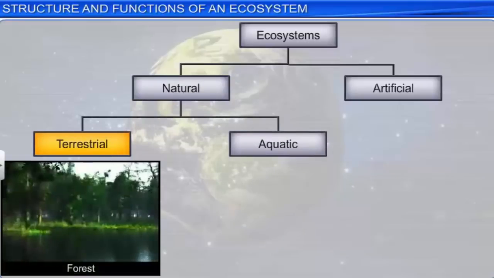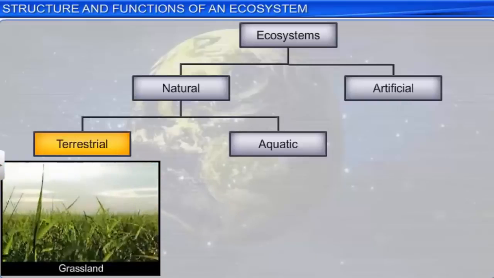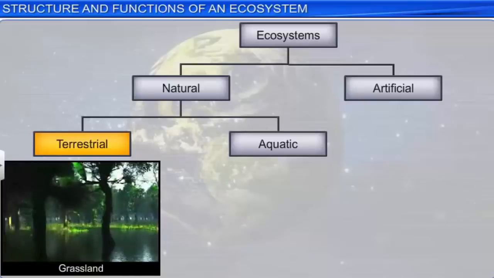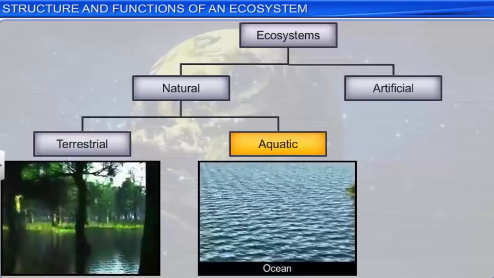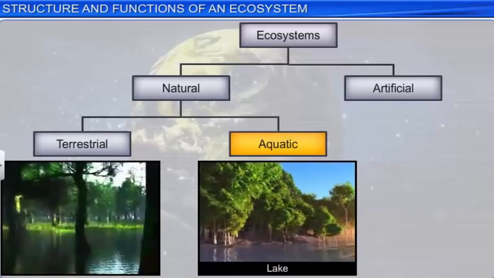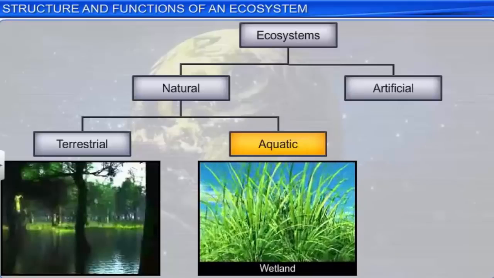Forests, deserts, and grasslands are some terrestrial ecosystems, while the ocean, lakes, and wetlands are some aquatic ecosystems.